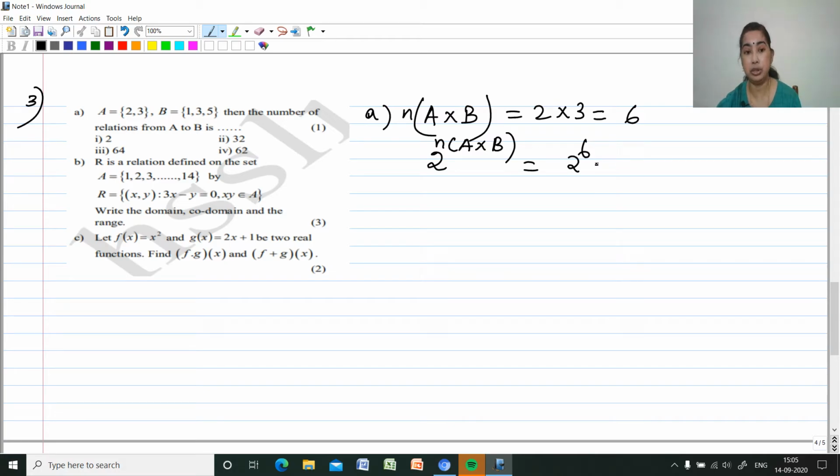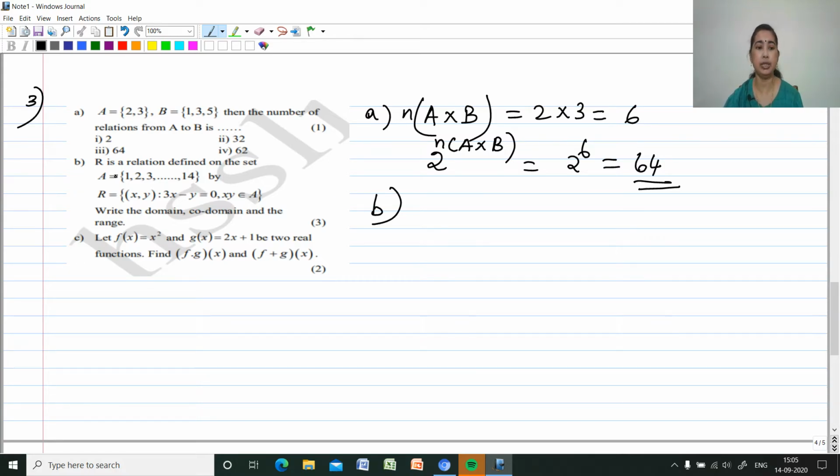That is 2 raised to 6. So the number of relations possible is 2 raised to 6. What is the meaning of 2 raised to 6? It is 2 into 2 into 2, six times, which is equal to 64.